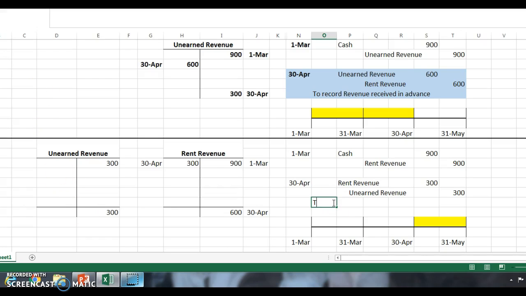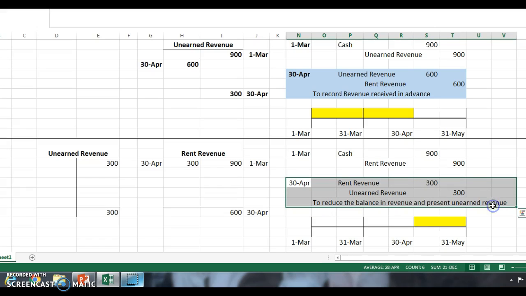Okay, so to be consistent and to show proper journal entry format, we are going to include a description here on our adjusting entry. All entries should have a description, but I'm just showing it in the adjusting entry for this. In revenue, to reduce the balance in revenue and present unearned revenue. Okay. Anything, some description to just highlight what happened for anyone looking at the books would be fine. And I'll highlight that in blue as well.